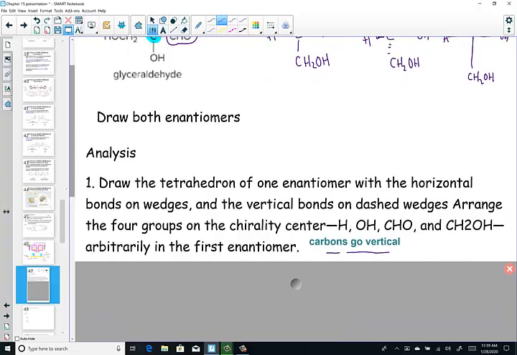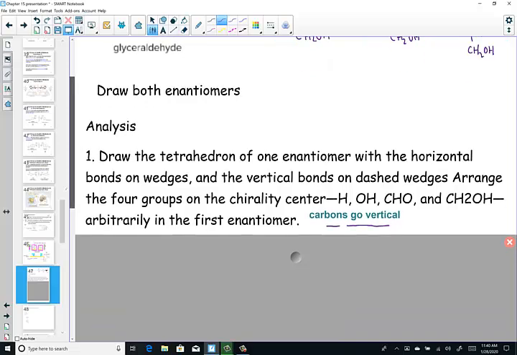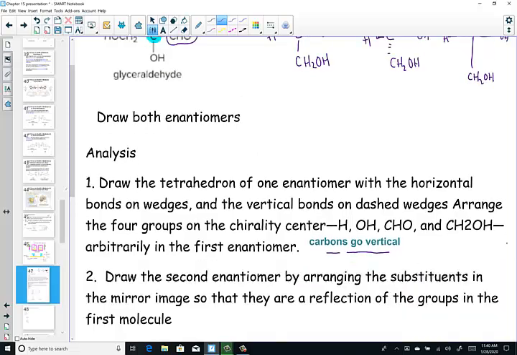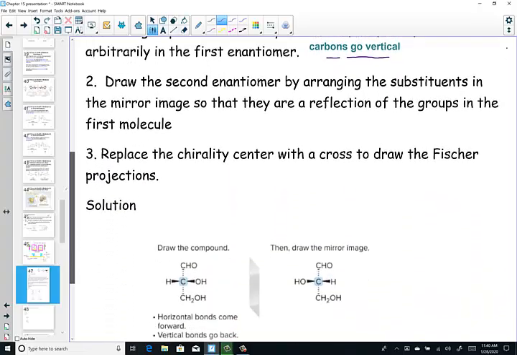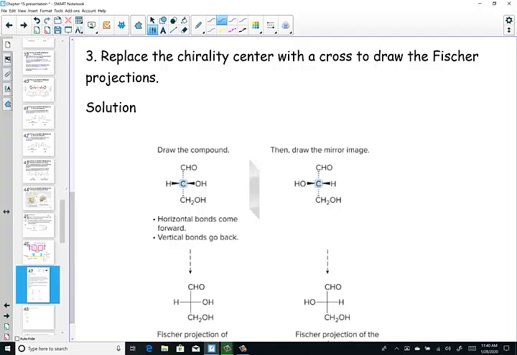Now, there were many choices of how to do that. The important part is to make sure that the longest carbon chain goes in the same vertical plane. Then you're going to draw the second enantiomer by arranging the substituents in the mirror image so that they're the reflection of the first. Then you just simply turn those into crosses.